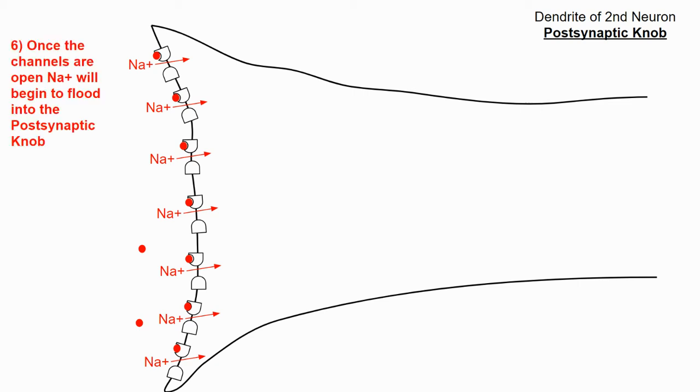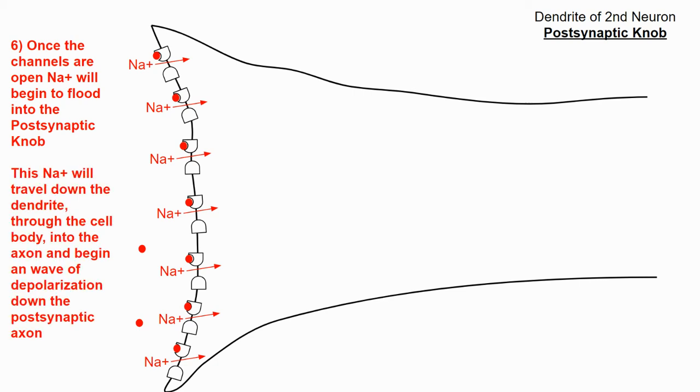So once the channels are open, the sodium will begin to flood through into the postsynaptic knob, and it'll travel down the dendrite through the cell body into the axon, and then again begin that wave of depolarization down the postsynaptic axon, which is essentially just the neurotransmission.